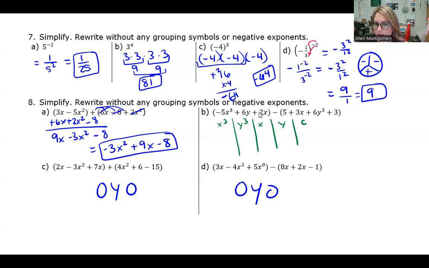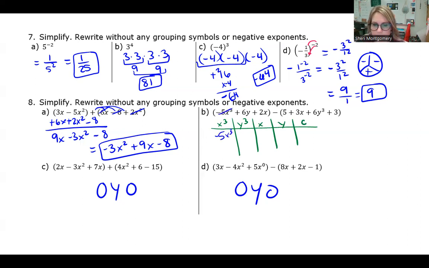So I'm going to have placeholders like this. And I can go write anything that has that base to it. Anything that has that variable, I can write it in that column. So this is just a different way to do these. I'm going to go write anything that is an x to the third power in that column. So I have minus 5x to the third.